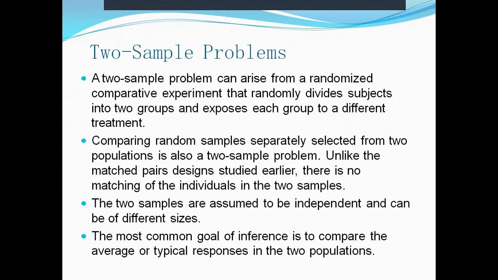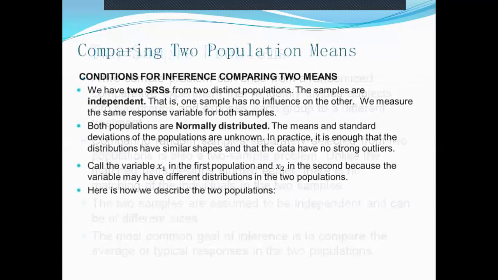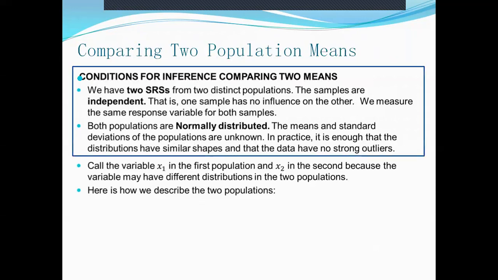The most common goal of inference is to compare the average or typical responses in the two populations. Comparing two population means. Conditions for inference comparing two means. We have two SRSs from two distinct populations. The samples are independent. That is, one sample has no influence on the other. We measure the same response variable for both samples.